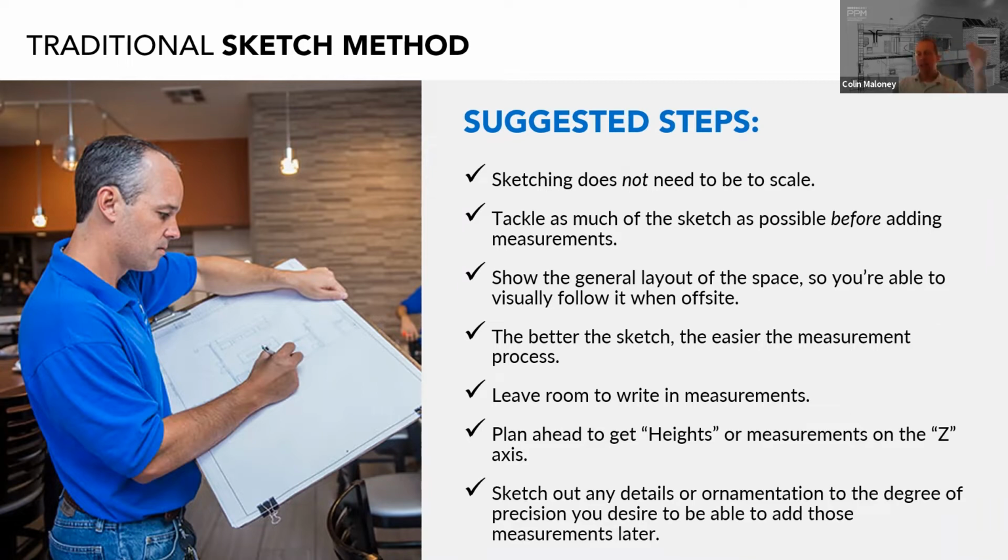Plan ahead and get your heights or your Z measurements as well. Most of the time, this information can be displayed in plan view, but occasionally you'll want to sketch this in section or elevation view. We'll talk about this again in the next few slides. Sketch out any details or ornamentation to the degree of precision you desire to be able to add those measurements later when you're drafting.